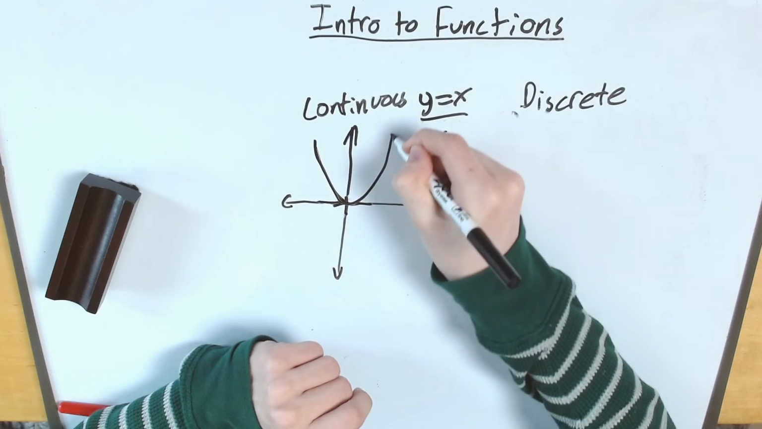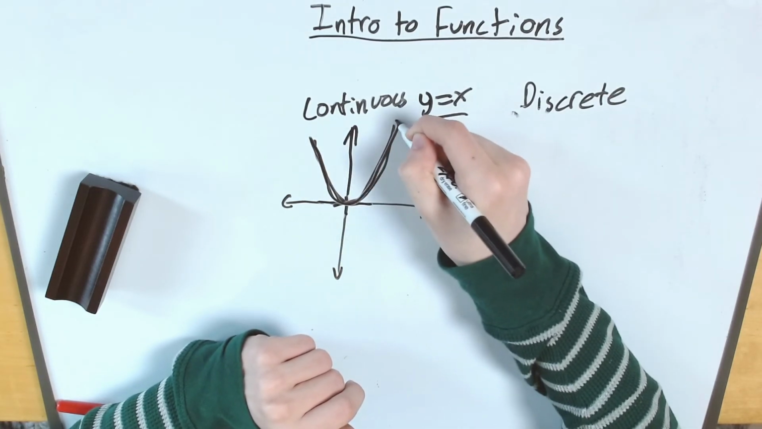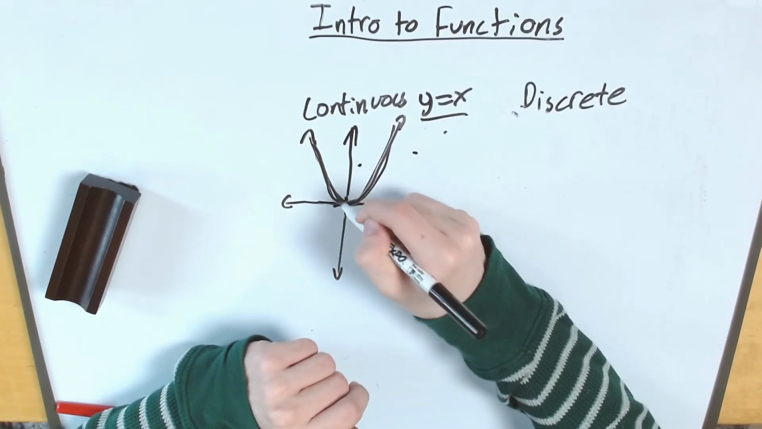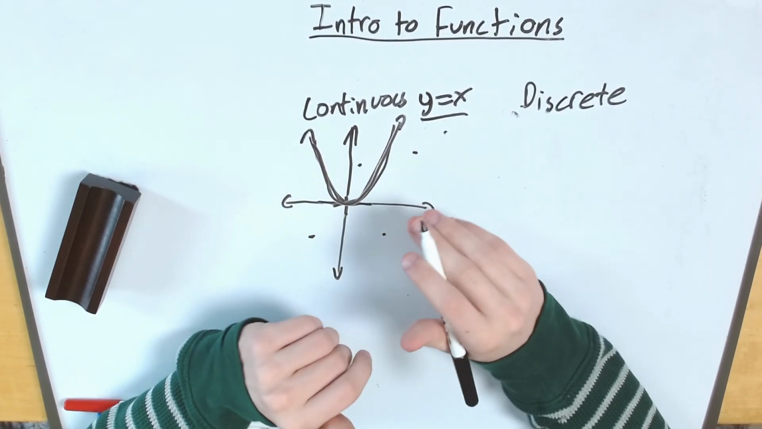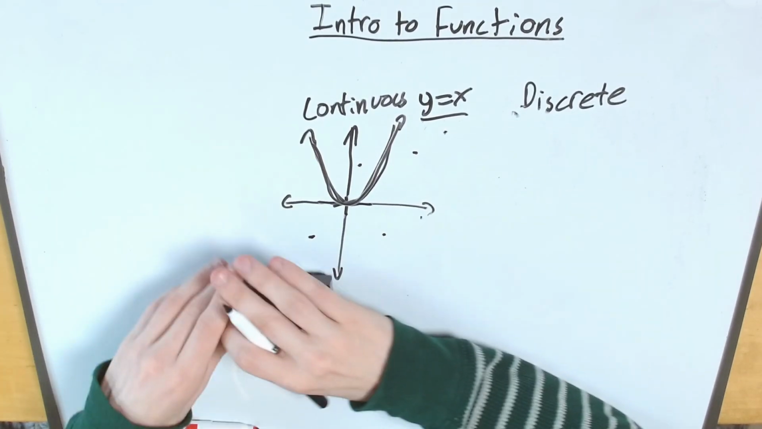So something like this, right? I know it's a continuous function. I can draw it without lifting my pencil up from my paper. But something like this, I cannot draw without lifting my pencil up from the paper. So I know it's not continuous.